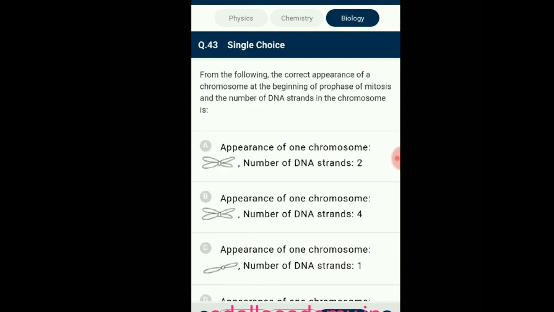Question number 43. From the following, the correct appearance of chromosome at the beginning of prophase of mitosis and the number of DNA strands in the chromosome is. In mitosis, before entering the divisional phase, the cell has undergone the S phase where the DNA duplication occurs, resulting in the formation and appearance of chromosome, where each chromosome has sister chromatids joined and each chromatid has 2 DNA strands. So in total 4 DNA strands in the chromosome during prophase of mitosis. So the answer for this question is option B. Appearance of 1 chromosome, number of strands 4.